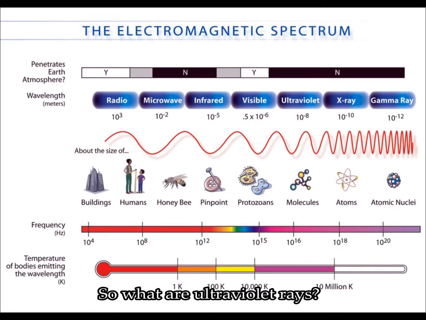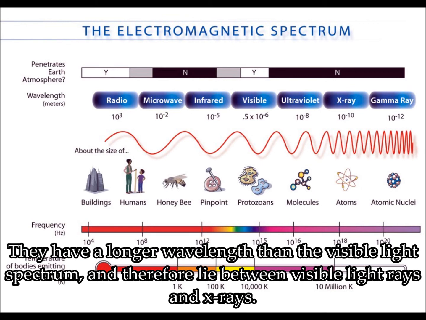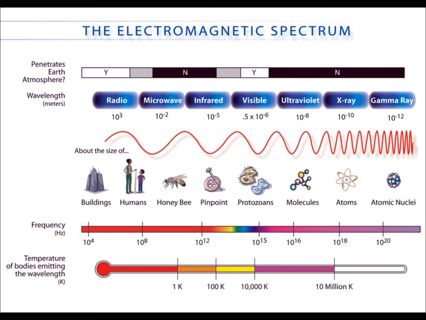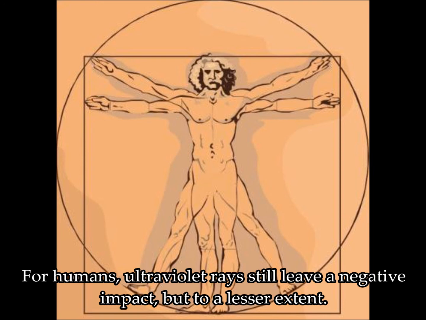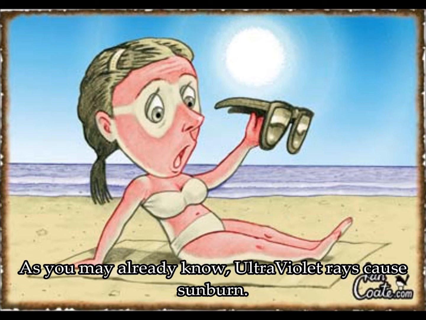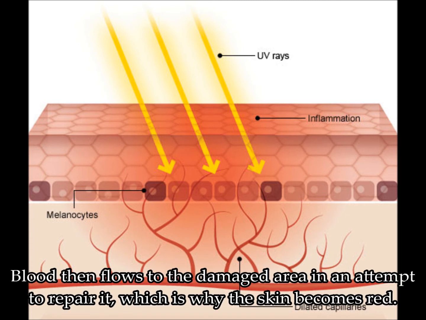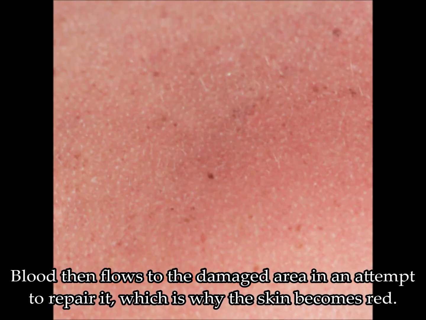So what are ultraviolet rays? They're invisible to the human eye but can be seen by certain animals such as bees. They have a shorter wavelength than the visible light spectrum and therefore lie between visible light rays and X-rays. For humans, ultraviolet rays do leave a negative impact, but to a lesser extent. As you may already know, ultraviolet rays cause sunburn. This is because skin cells get damaged as the melanin absorbs the radiation. Blood then flows to the damaged area in an attempt to repair it, which is why the skin becomes red.